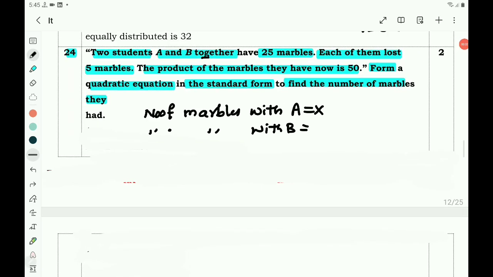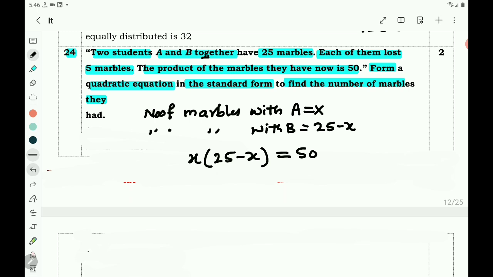Number of marbles with B is 25 minus x. As the sum is 25, if A has x marbles, B has 25 minus x marbles, because the sum of the marbles with A and B is 25. Together they have 25 marbles. If one has x, the other will have 25 minus x. Then the product of the marbles they have is 50, so x into 25 minus x equals 50.